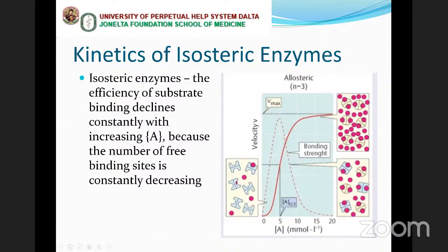So we have your isosteric and your allosteric enzymes. The efficiency of substrate binding declines constantly with your increasing substrate concentration because the number of free binding sites is constantly decreasing. So the binding sites would be decreasing as they become occupied. This is what we were talking about earlier. So it would decline because of saturation.